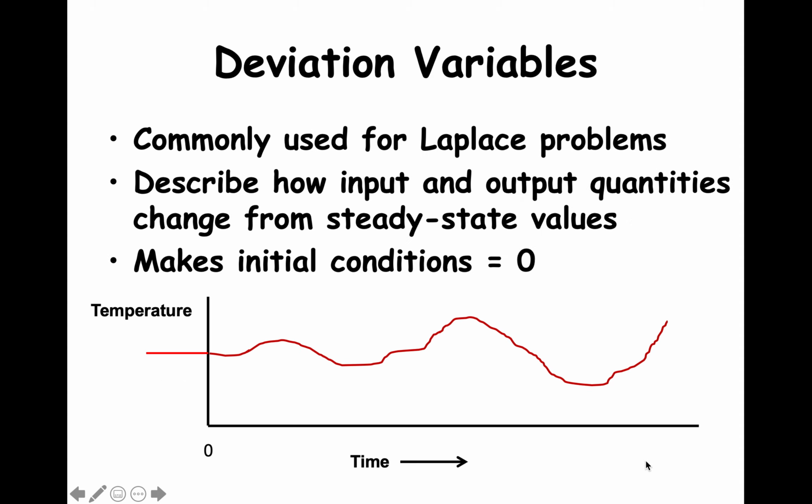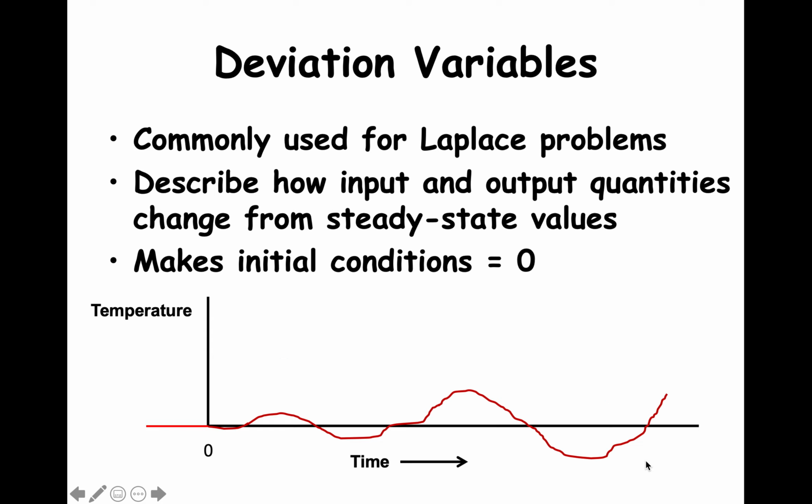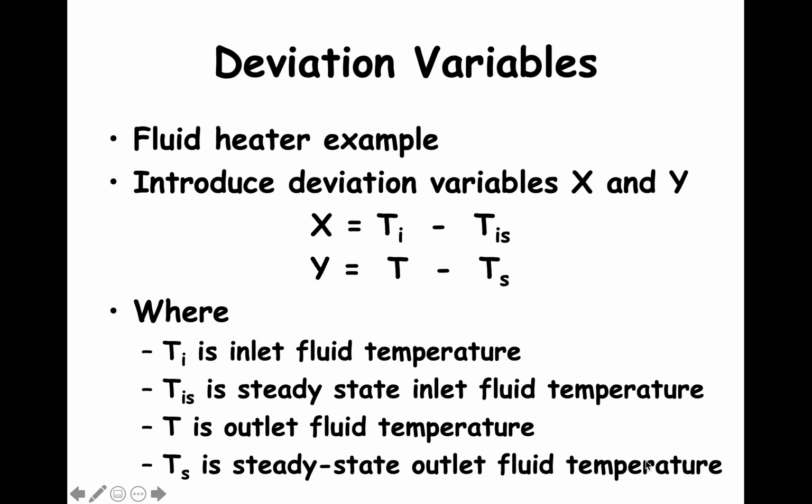This slide demonstrates the concept of deviation variables for a fluid heater problem. In the real world, the water temperature equals some value, let's say 40 degrees Celsius. But the Laplace transform cannot handle the initial value of 40 degrees C. So we use a deviation variable to move the input to 0. After we implement the deviation variables, we can use the Laplace transform.